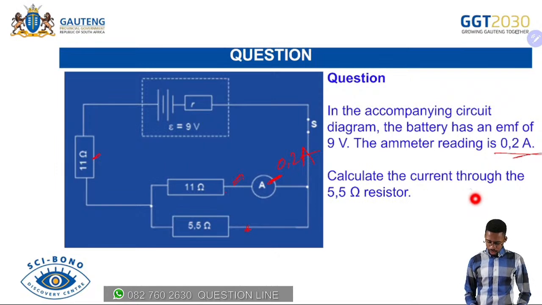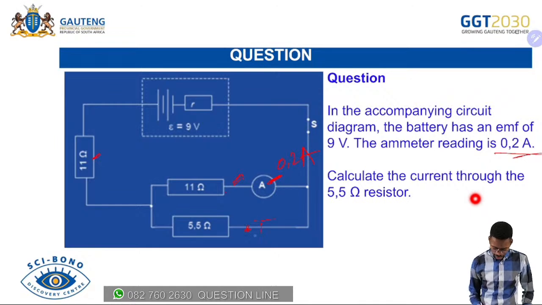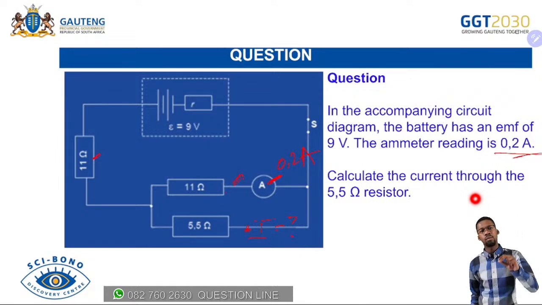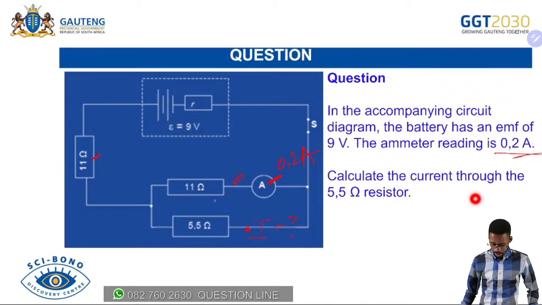Calculate the current through the 5.5 ohm resistor. So we want the current that flows here. And remember, what did we say? We said that the current in parallel is divided. So it does not mean that this current is the same as this one, because these resistors are connected in parallel. So the current in parallel is divided.